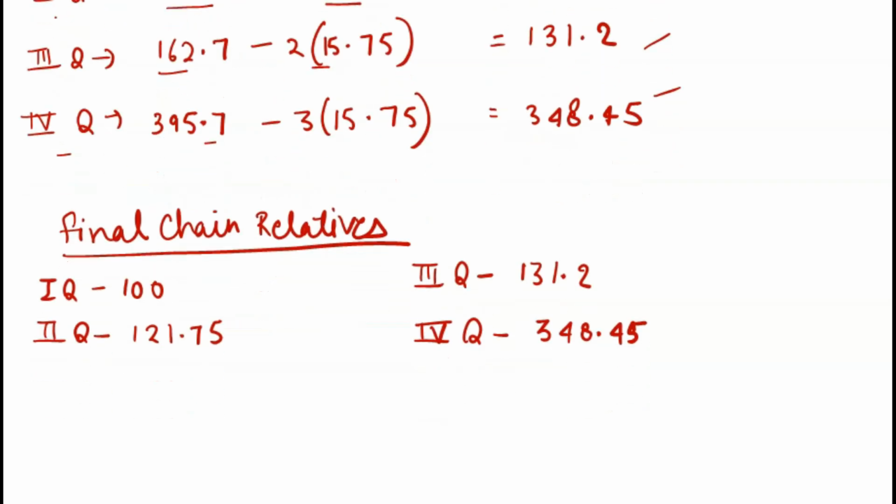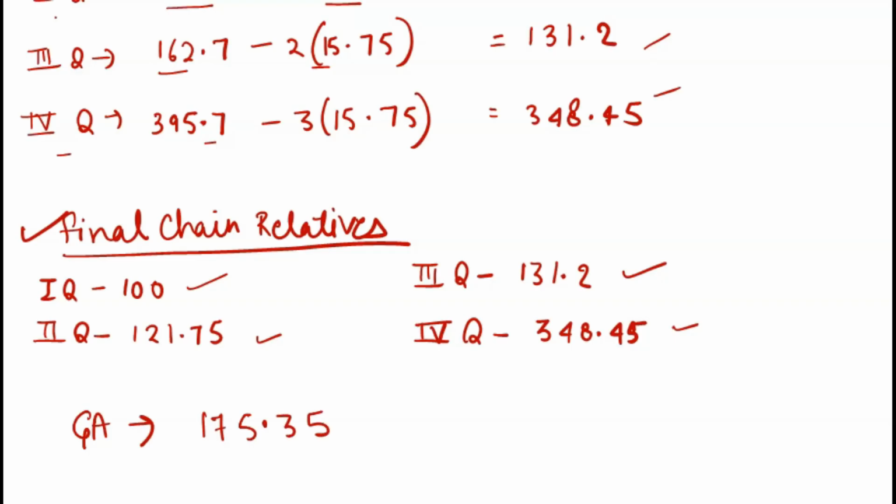Now what we have to do, so these are the final chain relatives. First one we will take as 100 only, there will be no change. Second, third and fourth quarter are the corrected ones that we have calculated. Now after this we have to find out the general average. General average will be the average of these final chain relatives, means corrected chain relatives. So these 4 quarters' values we will add and divide by 4. Then we will get the general average as 175.35. This is the general average.